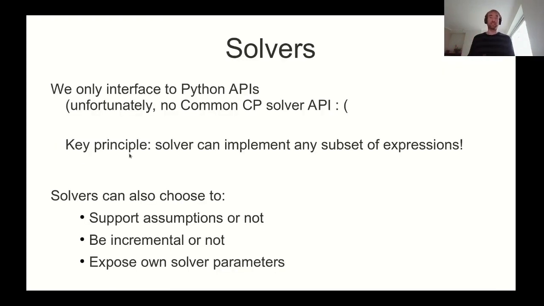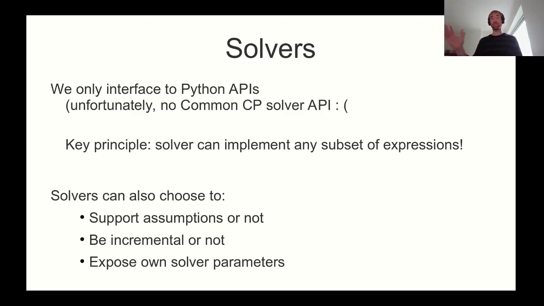All right, and then just a little bit about solvers. We only interface to Python APIs of solvers. Unfortunately, for CP, there is no common CP solver API, so typically the different solvers have their own Python API, and we have to interface to that. But an important key principle of CPMpy is that a solver can choose which of the expressions it supports. Solvers do not need to support all of the expressions and all of the variables.